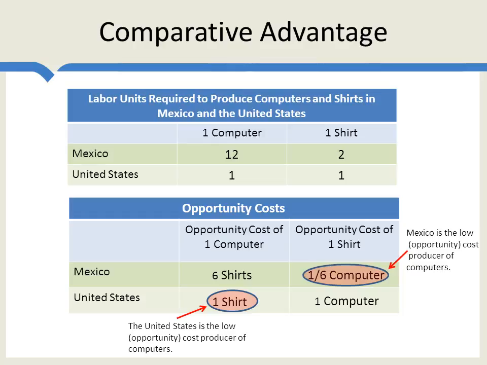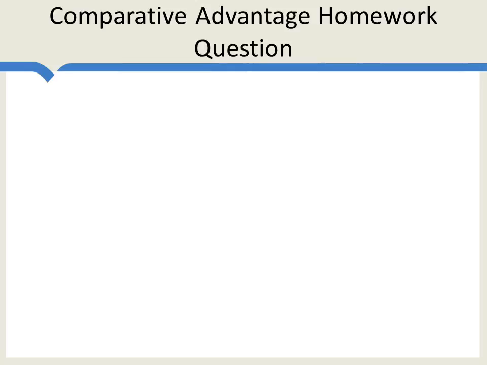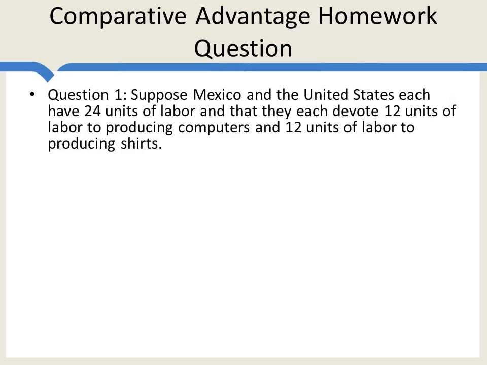Okay, so what we're learning here is that Mexico ought to specialize in shirts, because they're the low-cost producer of shirts. The United States ought to specialize more towards computers, because they're the low-cost producer of computers. Let's look in more detail. So I'm going to leave some of the details to you, actually, in some homework questions, which we'll go over in a future video. So question 1.